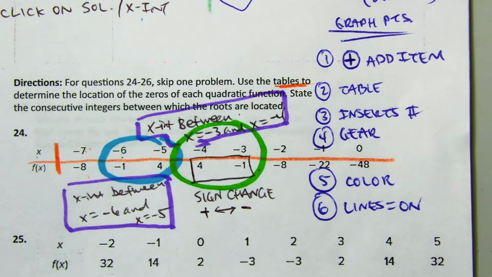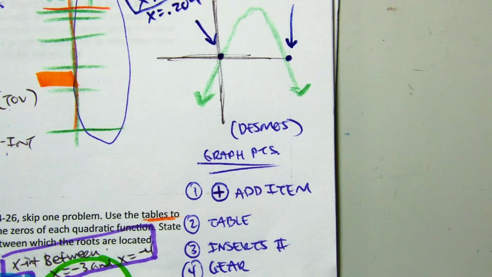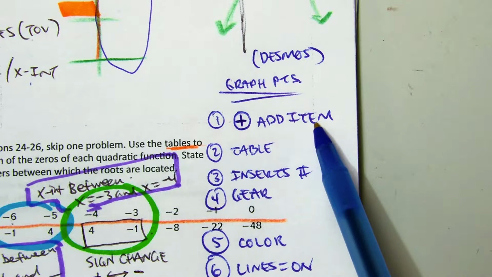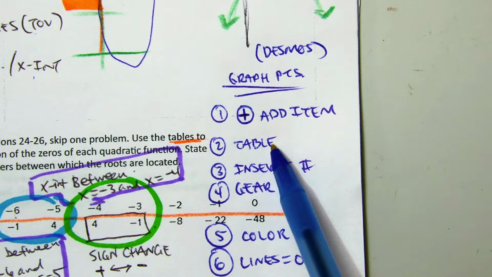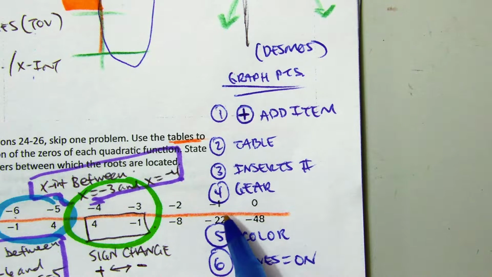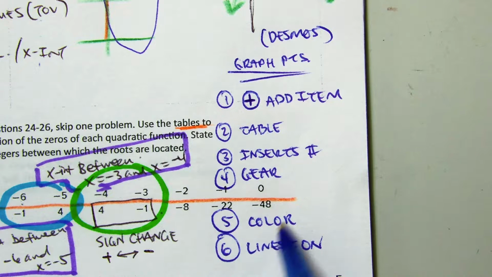Alright, let's say that you are asked to graph a bunch of ordered pairs, just like these right here. The first thing I'm going to do in Desmos is click the plus sign to add an item. Then we're going to use number 2, table. Number 3, we're actually going to insert the numbers or ordered pairs. When we're done, we're going to click the gear or that circle thing. Number 5, then by the Y value, we're going to press color. And then number 6, we're going to turn the lines on.